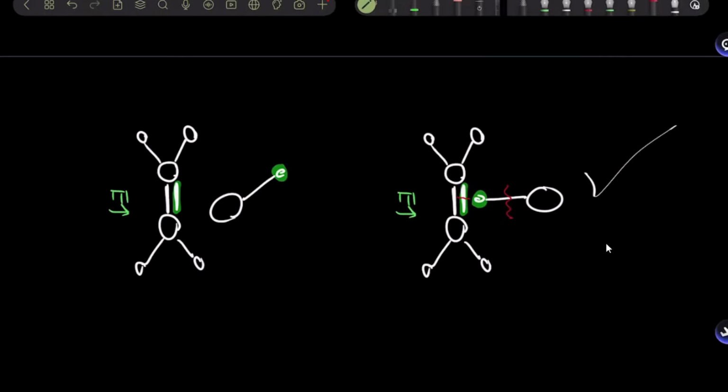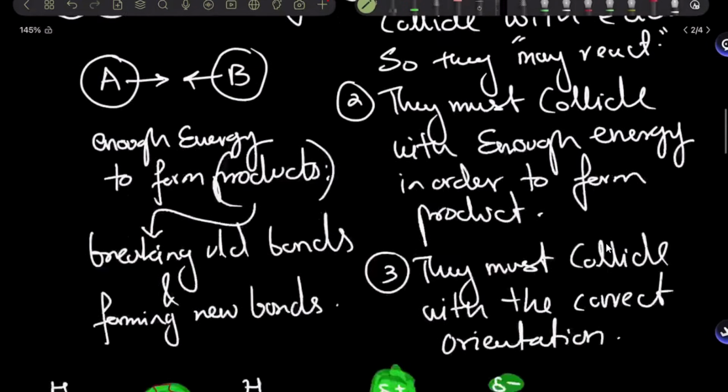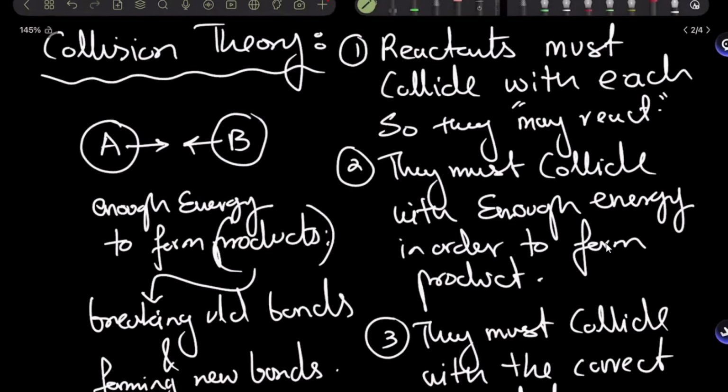So collision theory says three things. Let's just go over that again. First thing, reactants must collide. If they want to react with each other, they must collide. And with this collision, they may or may not react. Why? Because the collision must have enough energy to break the previous bonds and to form the new bonds, right? To form the product. And then, even if they have enough energy, they must collide with the correct orientation, right?